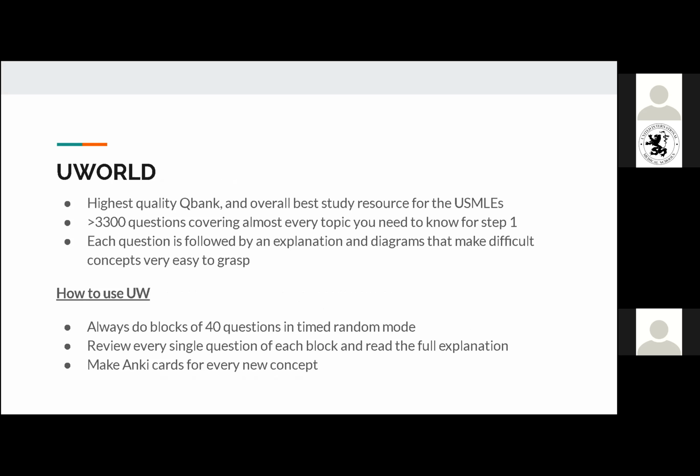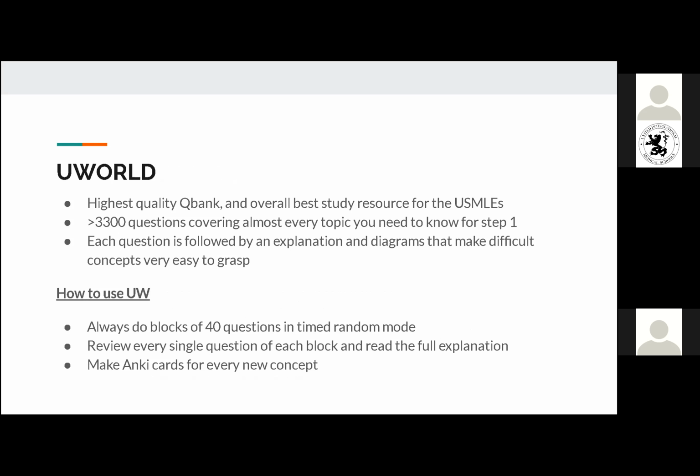Okay, so I'm going to talk a bit about how to use each resource, only the really important ones. First, UWorld. I think everyone should buy UWorld, of course. If you're going to do the USMLEs, you have to buy UWorld. It's a bit expensive, but it's definitely worth it. It's the highest quality QBank, and overall, it is the best study resource for the USMLEs. Everyone agrees about that.